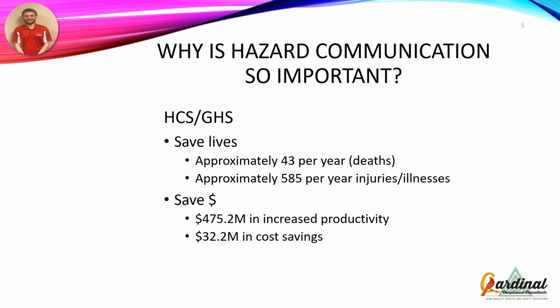Now, fortunately, thanks to that 2012 revision, the new hazard communication system and Globally Harmonized System combination has saved lives and money. As we can see on our slide here, it has saved approximately 43 lives per year. Obviously, we want that number to be zero, zero fatalities or injuries, but this new standard is helping significantly, especially with injuries as well. It's saving an average of 585 injuries or illnesses per year.